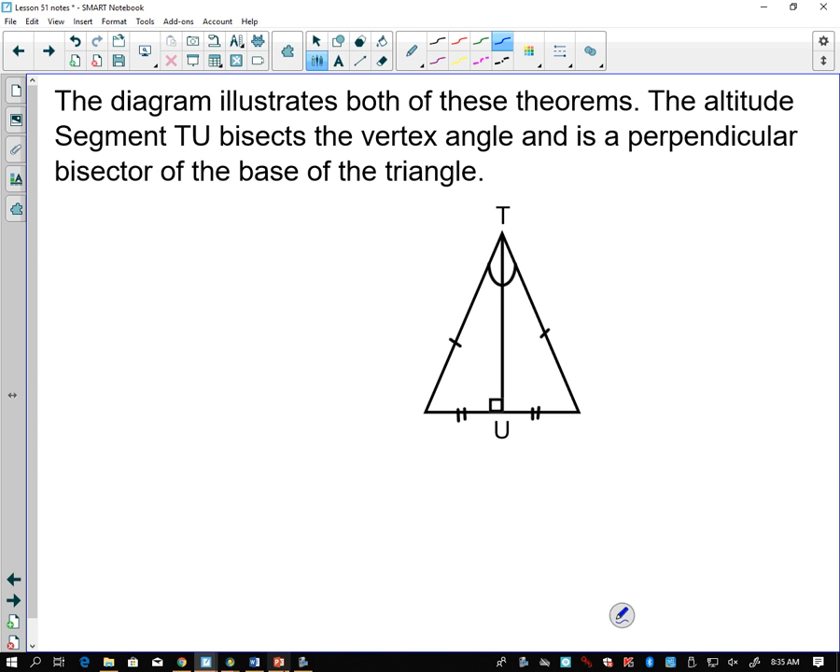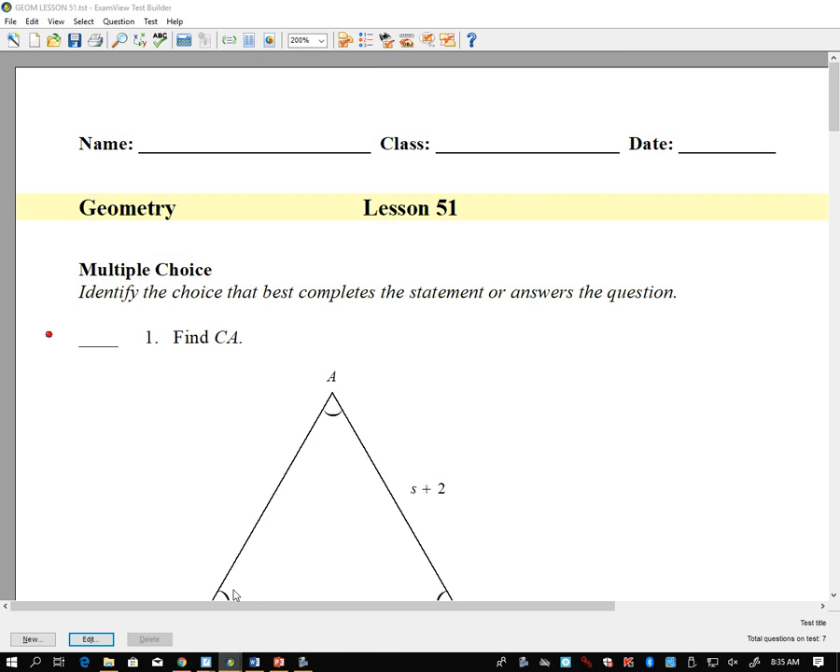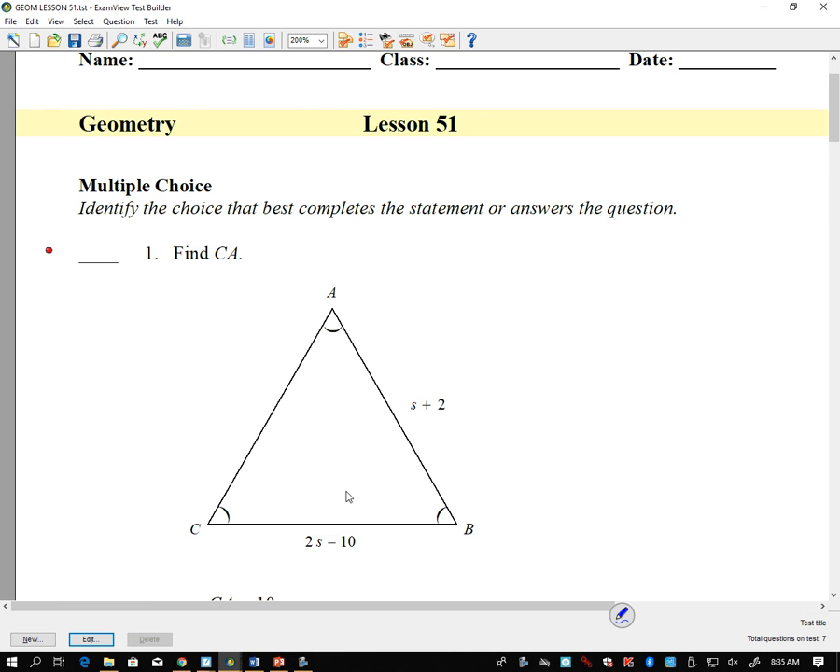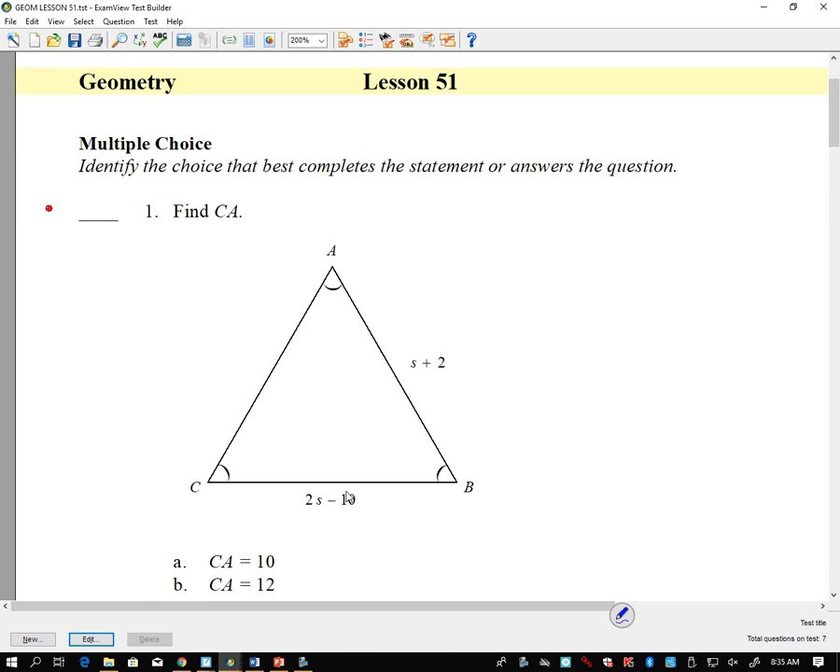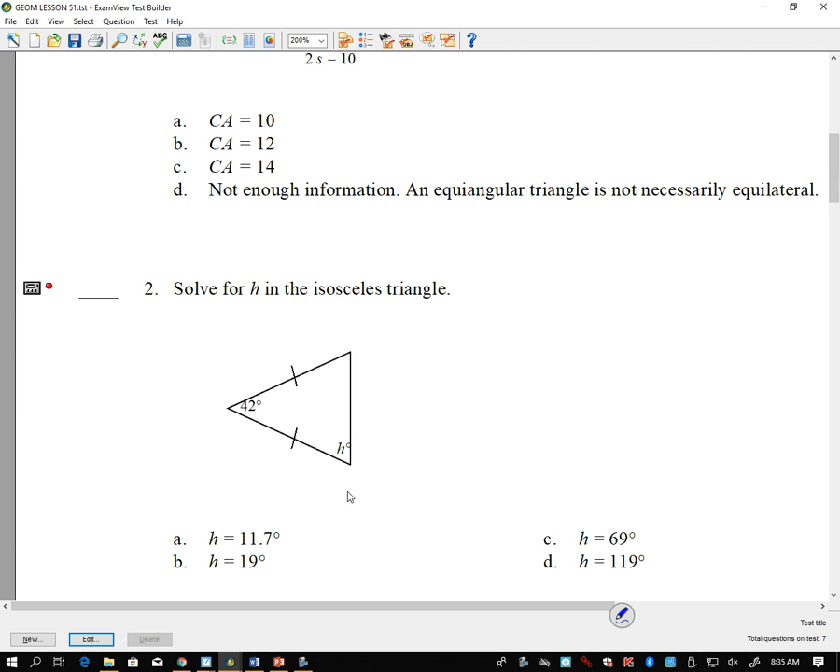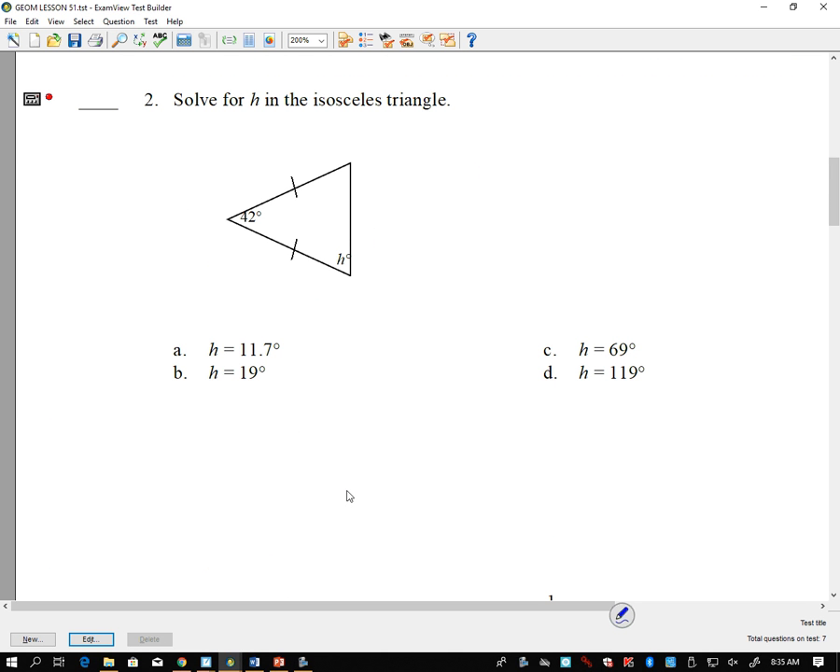Okay, let's see if we can answer a couple questions. Let's come down here. Okay. We have an isosceles triangle here. The orientation's a little bit different. What is the vertex angle here?